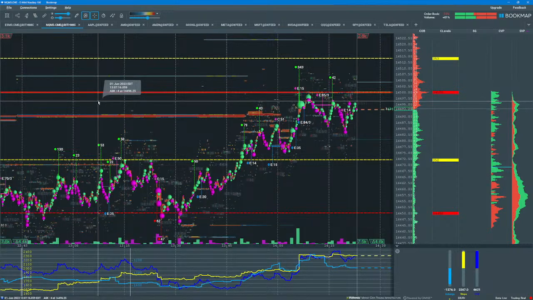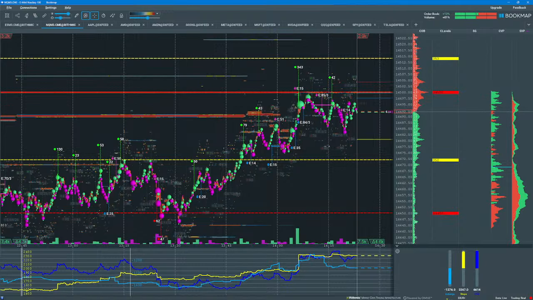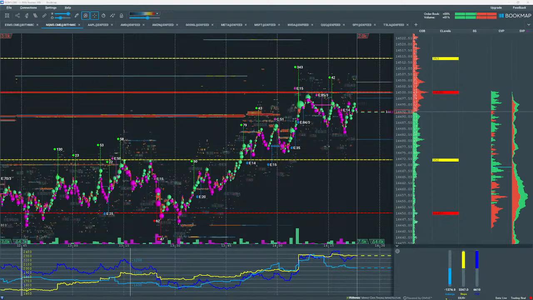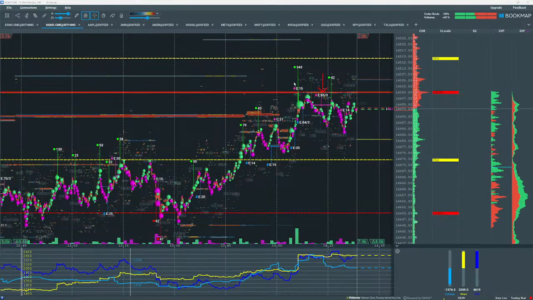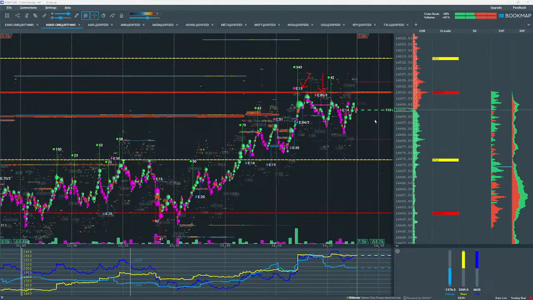So right now it looks like stop orders, CVD starting to level off, and now some larger traders are starting to sell at 14,500 with iceberg orders.